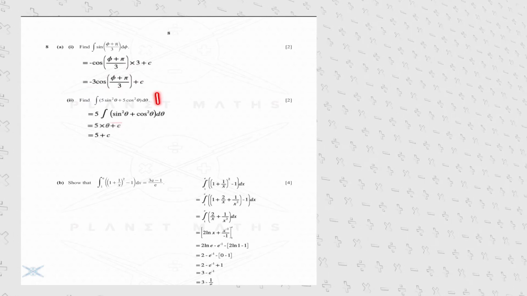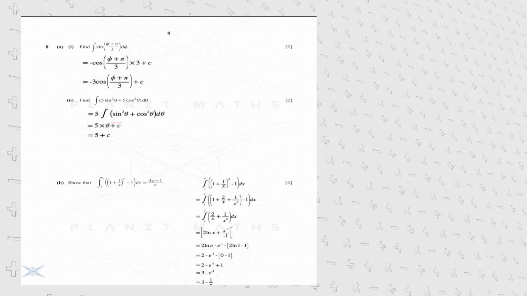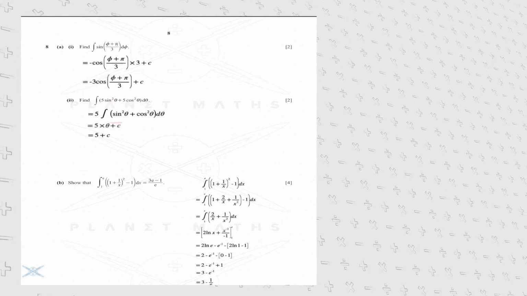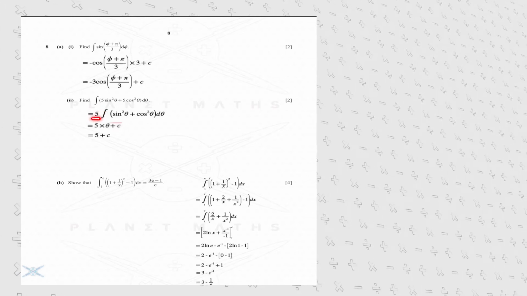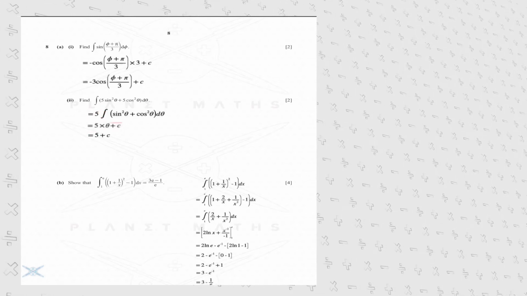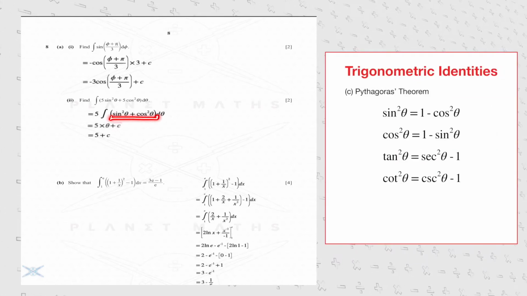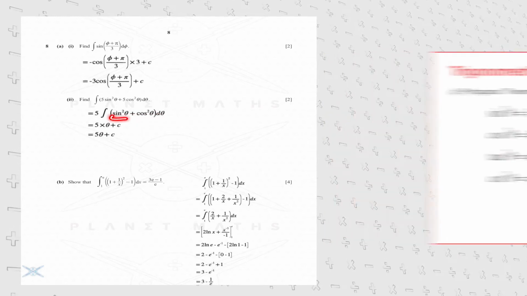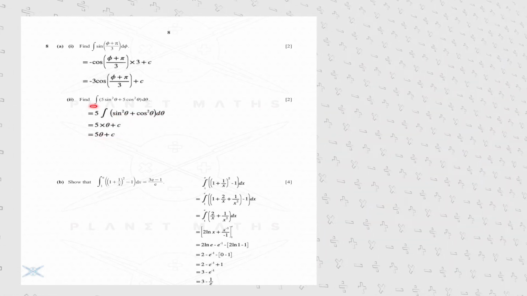In the second part of A, we are supposed to integrate this expression here. At the beginning, we can simply factorize 5 and write it in front of the integral, which is very convenient since the integral of a constant factor is the factor in itself. Additionally, using trigonometric properties, we know that this expression, according to Pythagoras, equals 1. The integral of 1 is theta, therefore 5 theta plus c is the integral for this expression.